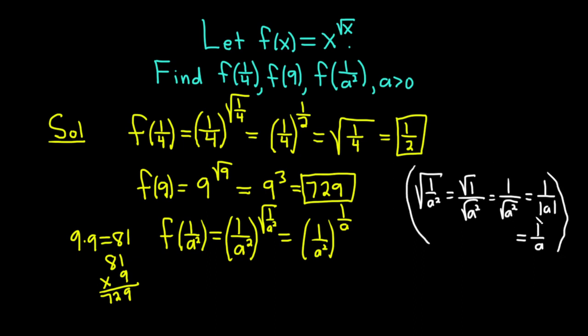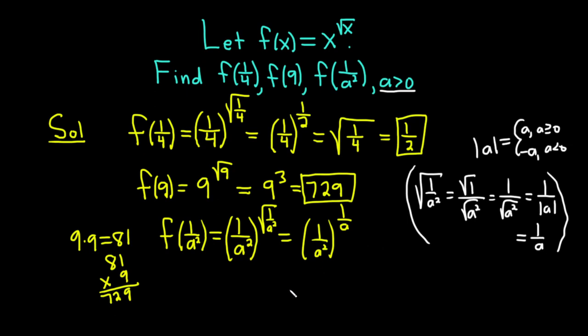So subtle, right? Subtle, but important to know. If a had been negative, we would have had a negative a here. Recall that the absolute value of a is a piecewise function, right? It's a if a is greater than or equal to 0, and it's minus a if a is less than 0. So this piece here just guarantees that we just get a and no absolute value.